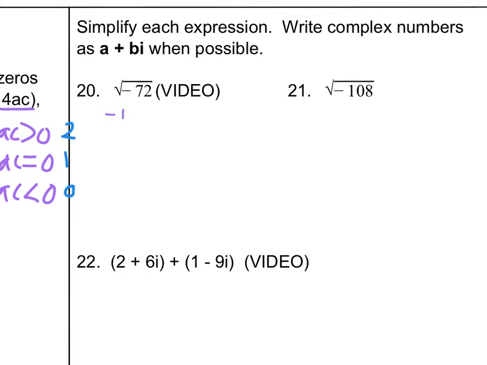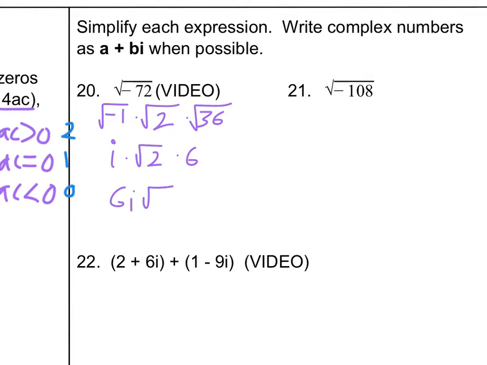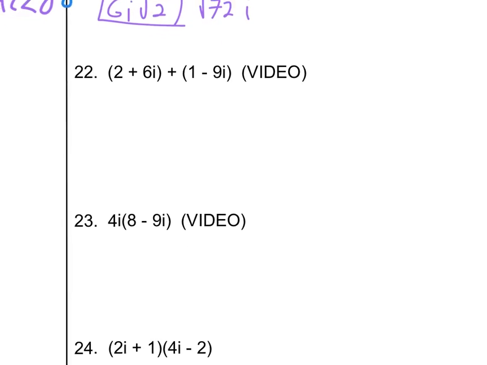So I know that this has to be a negative 1. I notice this might be a 2, and that this could be a 36. That's going to be i times the square root of 2, and 36 is the square root of 6. That's leaving you with 6i square root of 2, or some equivalent expression. I would also accept the square root of 72 times i as your final answer. That would be 100% credit for that.